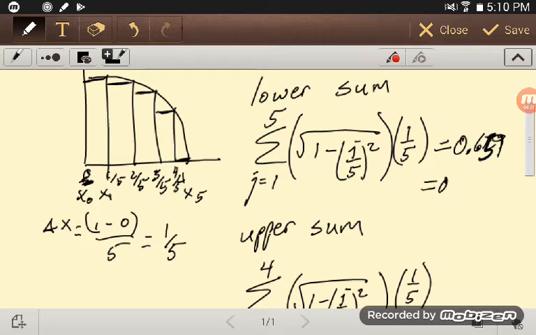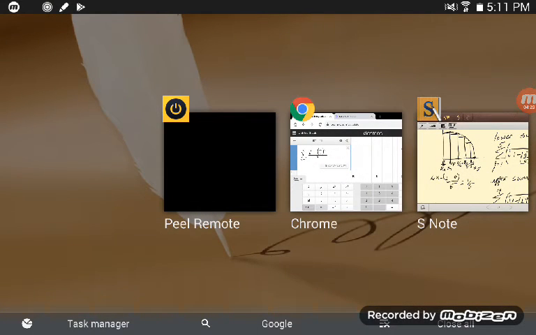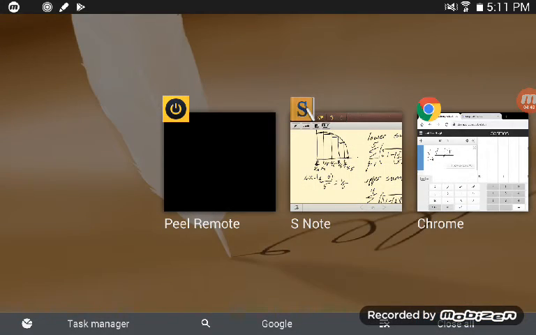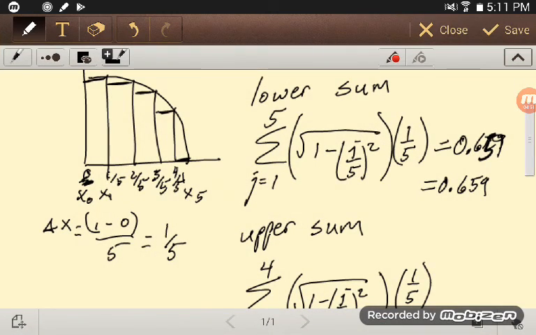This looks horrible, 0.659. So there's my lower bound, and then my upper bound, I need to change my limits to 0 to 4, yeah, 659. So there I need a 0, and up here I need a 4, and this is my upper bound, and I have 0.859, and that's where I got really confused after I wrote them down.